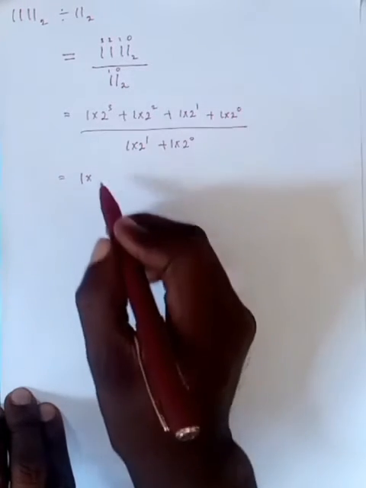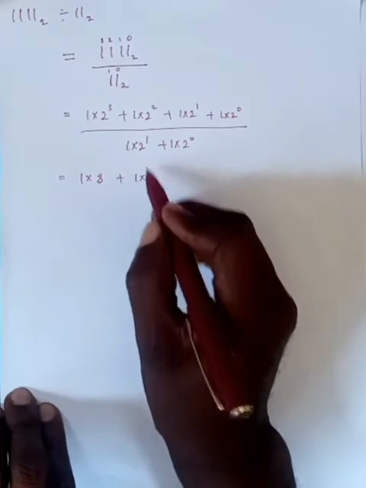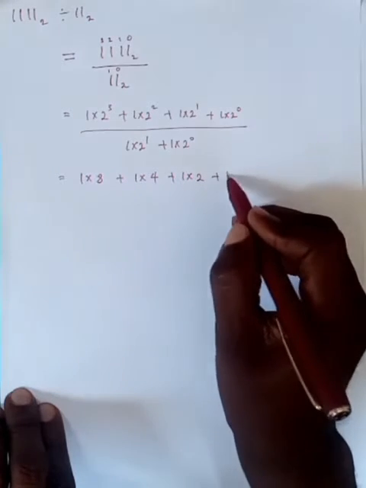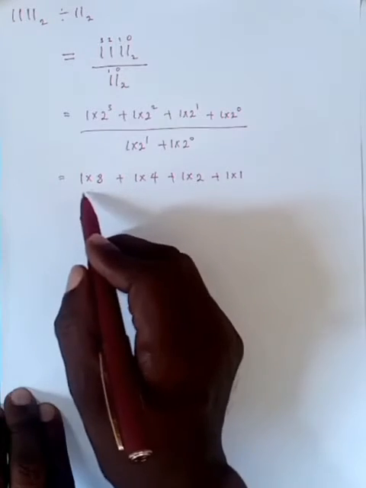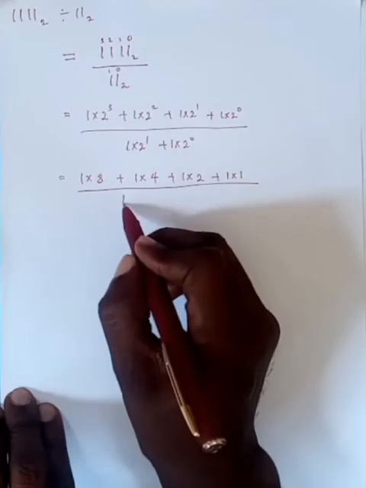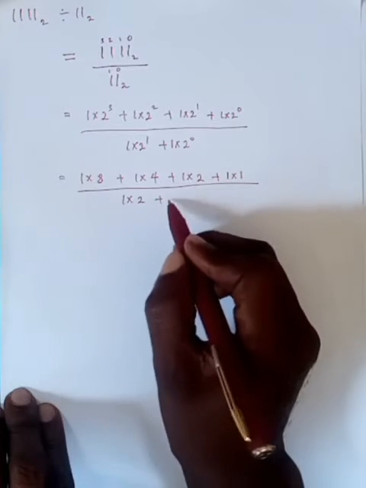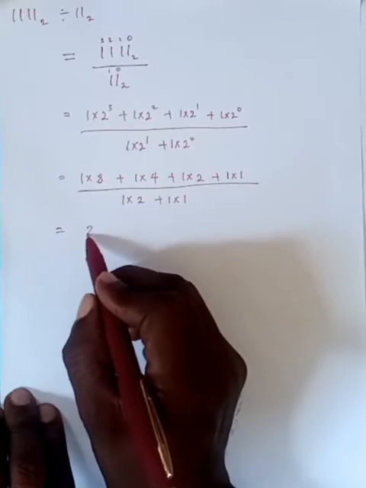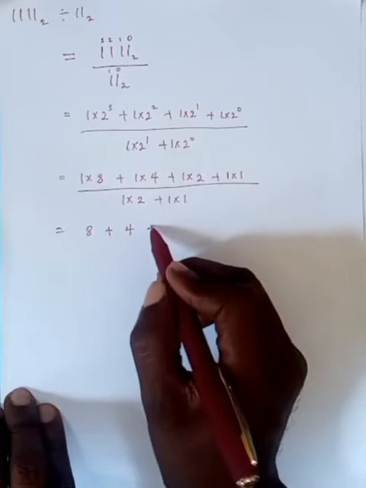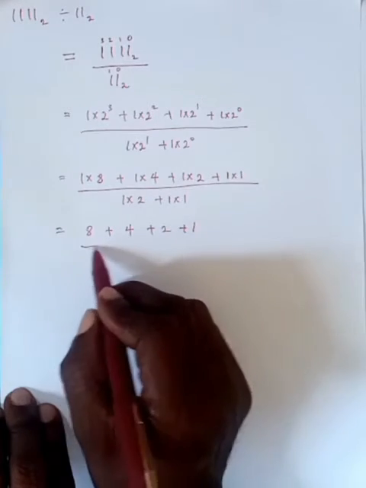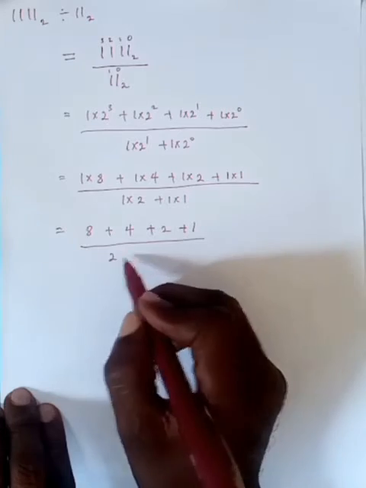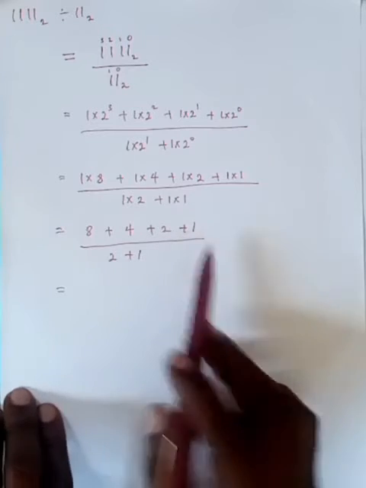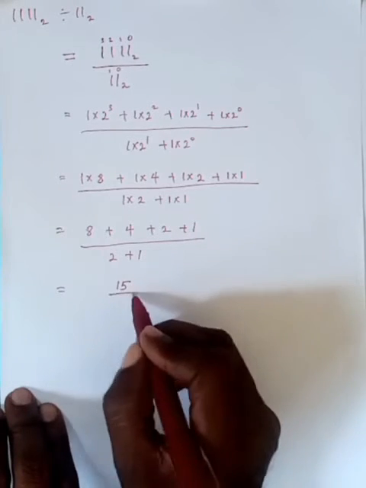We can say this gives, 2 raised to power 3 here is 8 plus 1 times 2 raised to power 2 here is 4 plus 1 times 2 raised to power 1 here is 2 plus 1 times 2 raised to power 0. Everything here over 1 times 2 raised to power 1 is 2 plus 1 times 2 raised to power 0 here is what? 1. So when we multiply, 1 times 8 gives 8, 1 times 4 is 4, 1 times 2 is 2, and 1 times 1 is 1. Everything here over 1 times 2 is 2 plus 1 times 1, 1. So when we add 8 plus 4 here gives 12 plus 2, 14 plus 1, 15. So we have 15 over 3.